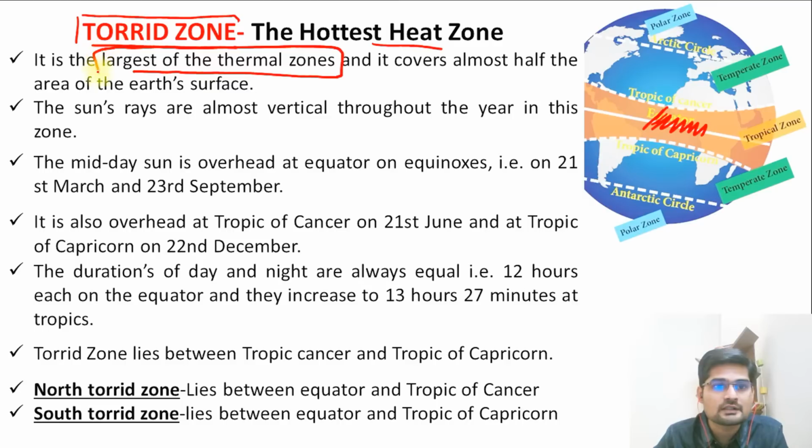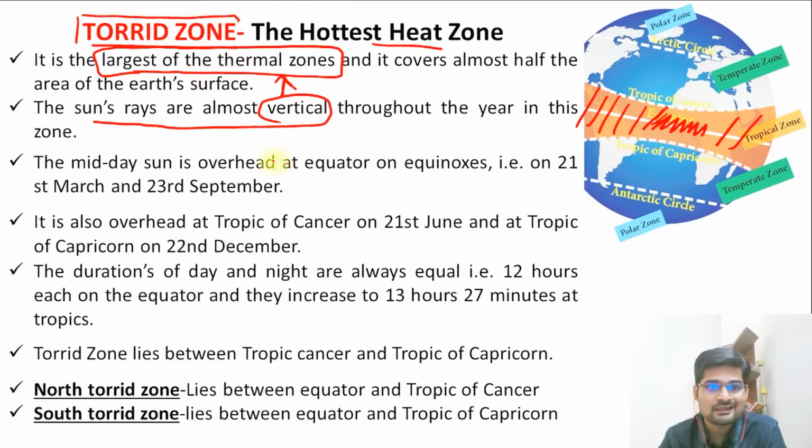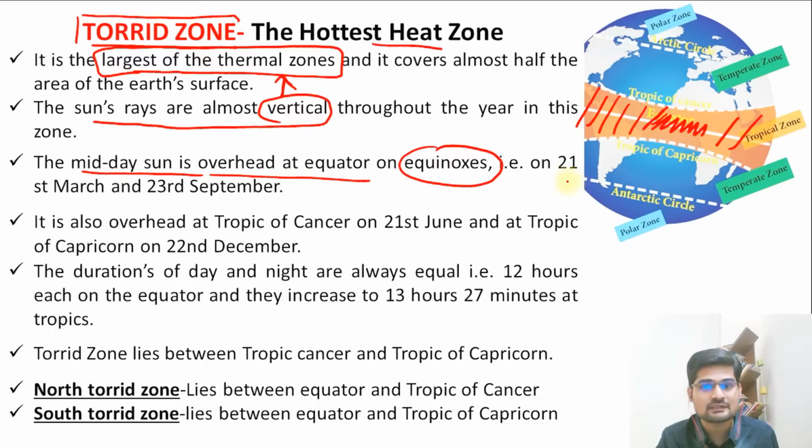Now remember, we are learning here about the heat zones, the temperature zones, so that is thermal in nature. That is what we study here: it is the largest thermal zone on the Earth. And remember, this is the central part, along the equator. Sun's rays are almost vertical here throughout the year, and the midday sun is overhead at the equator on the equinoxes. Remember, we have learned this in the latitudinal heat balance as well.